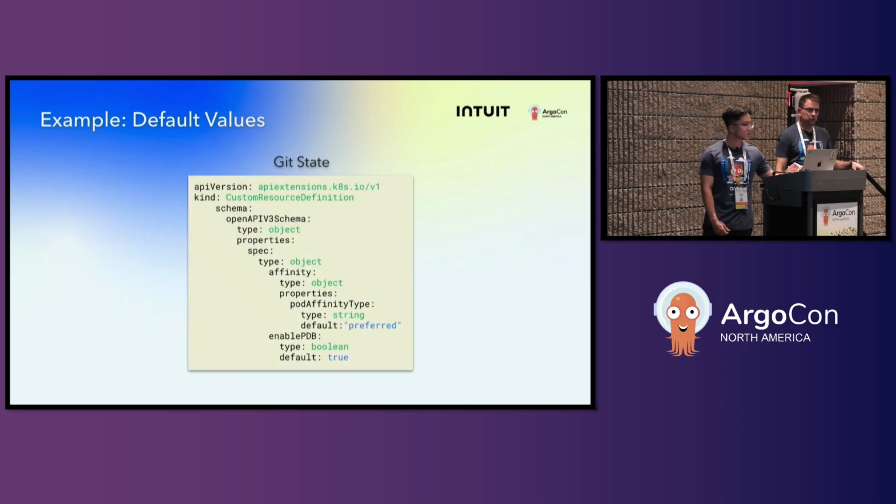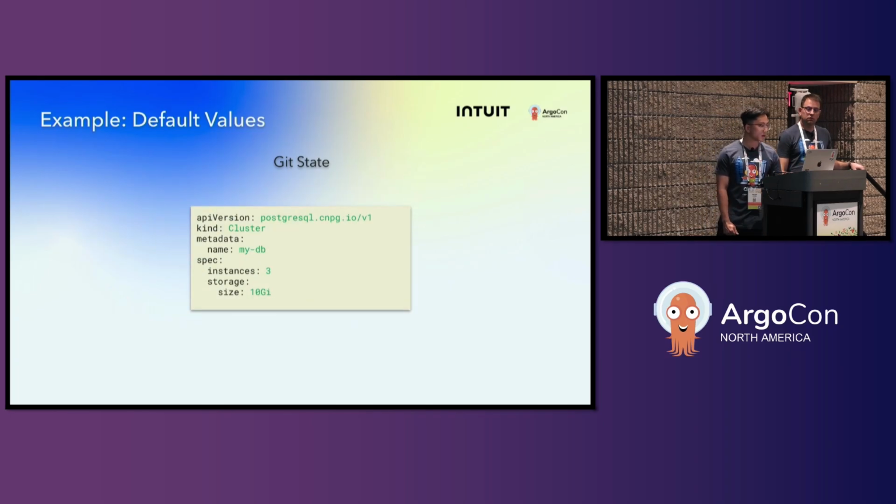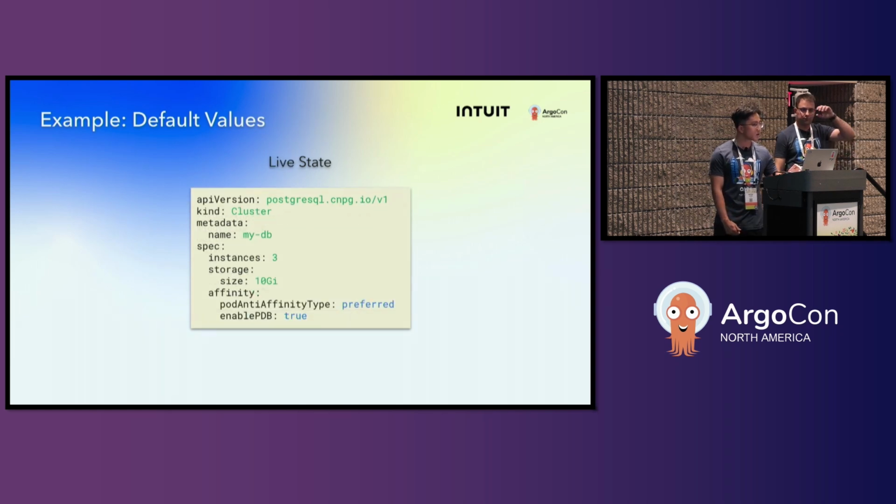So, default values. I have an example here of our Git state. Let's say we have our CRD here, and the important thing to note in blue is the default values. We have pod affinity type, which has the default value preferred, and enable PDB, which has default value true. Then in our Git state, we apply our CR, and note that we did not apply any of those default fields. Now let's check the live state. Our live state now has those two default fields applied, preferred and true.